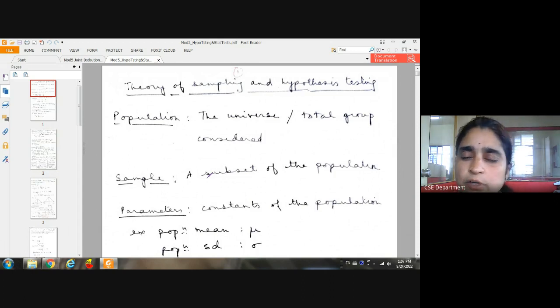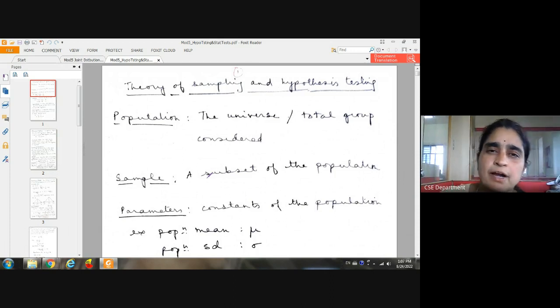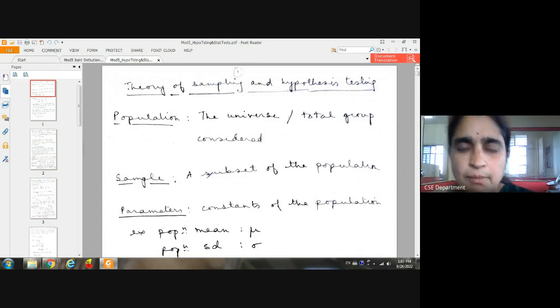How will you pick? You will not go to one consignment, one shelf in the godown, and pick from only one shop. You will pick from all over the godown, from different days of manufacture. You will come and pick 10 and then check it. Check how long these bulbs last. Using that, you can estimate for the entire population.